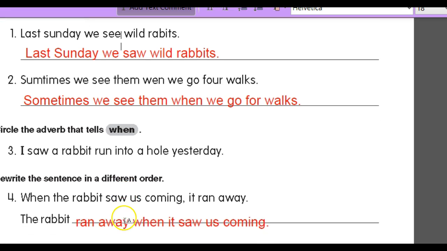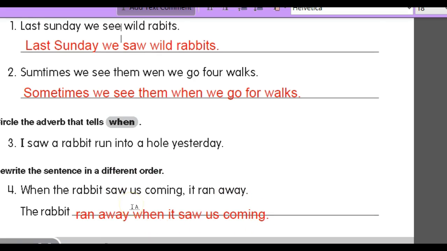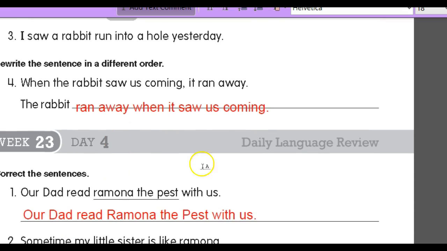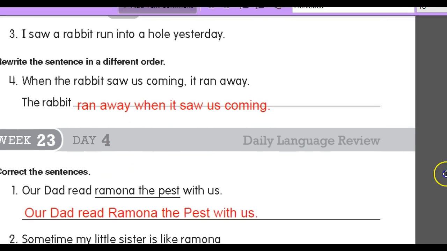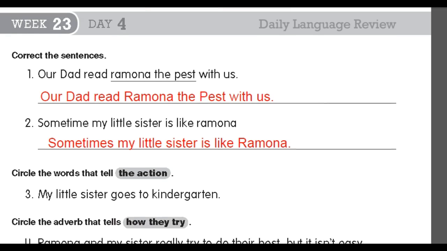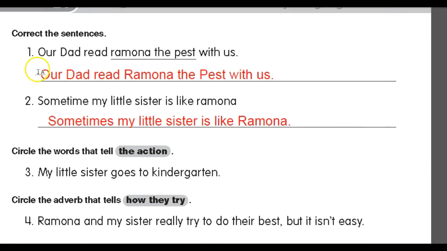Rewrite this sentence in a different order. When the rabbit saw us coming, it ran away. The rabbit ran away when it saw us coming. So we just changed the order around. So when you're writing your sentences, even in your daily writing, or any of your writing assignments, there are so many ways you can write a sentence. So make sure you experiment with the best way.